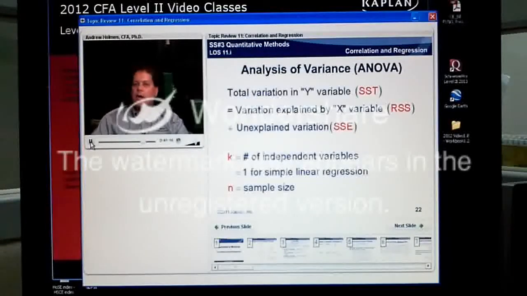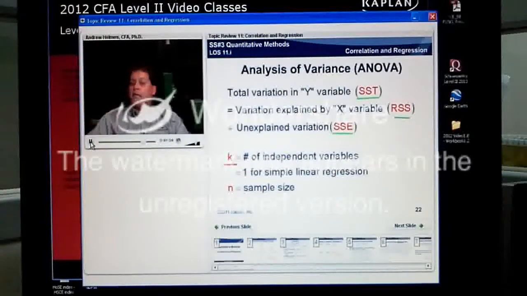So all we're saying here is that the total variability, SST, is equal to RSS, the regression sum of squares, plus SSE, the sum of squared errors, which is just breaking total variability down into two parts: what's explained and what is not explained. A couple of variables here.